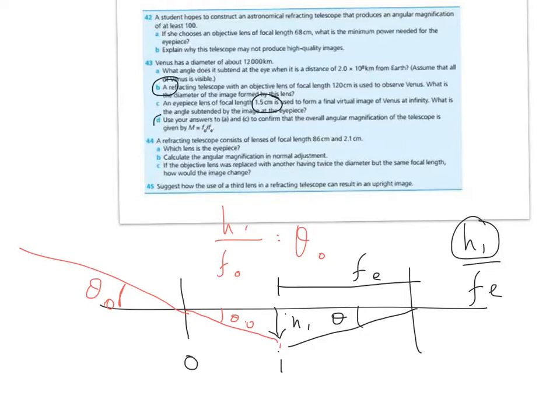Now for D, use your answers to A and C to confirm the overall angular magnification. Well, it's just a ratio of the focal lengths, so just use your values of focal length to find that.